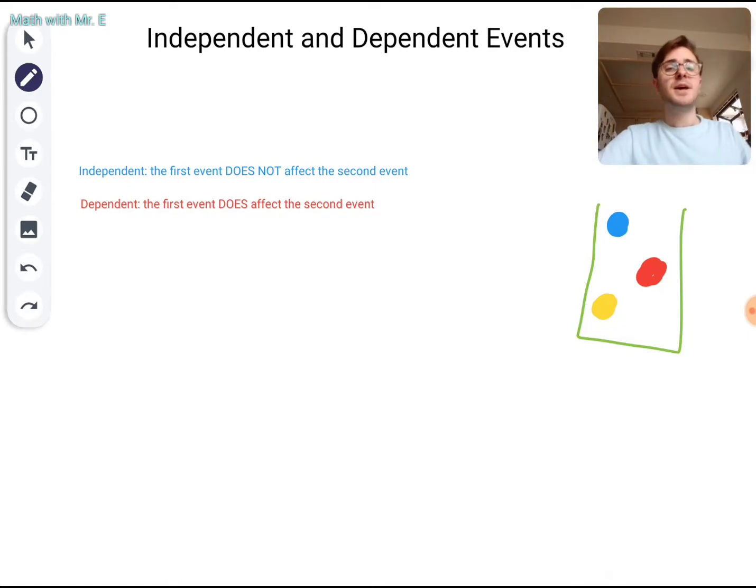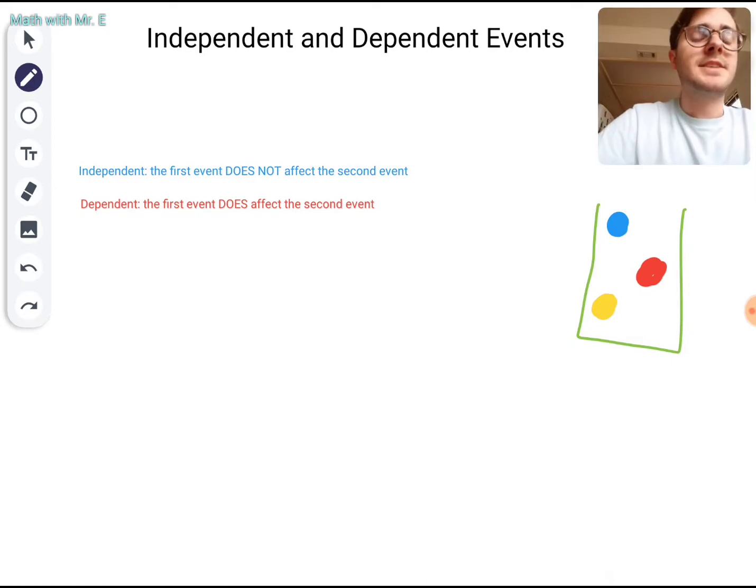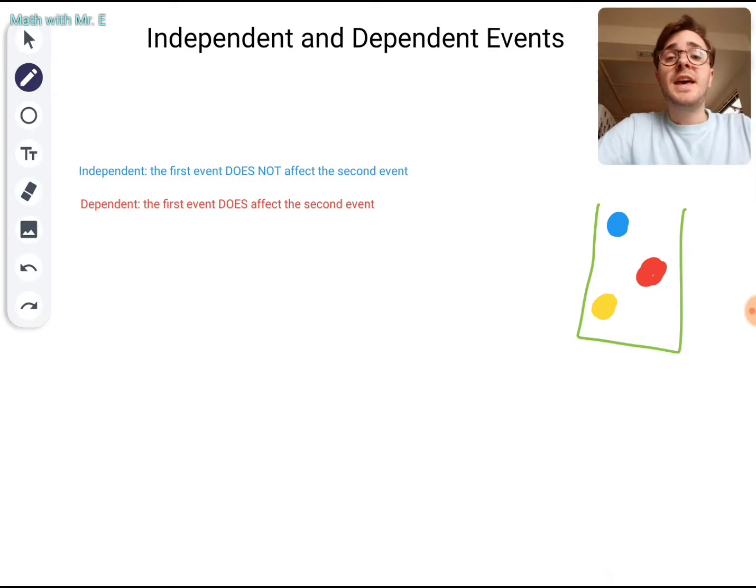An example of dependent events would be to say I draw a marble out, so again let's say I draw the yellow one out, and then I do not put it back. So now the probability is different because I only have 2 marbles left in the bag. I would only have red and blue. So let's see how this looks. We'll use another tree diagram.